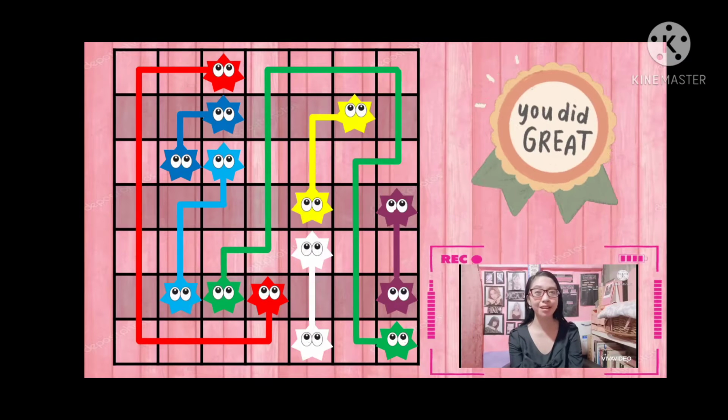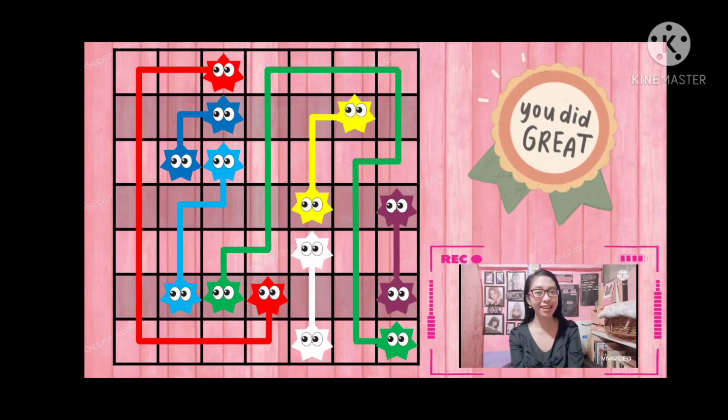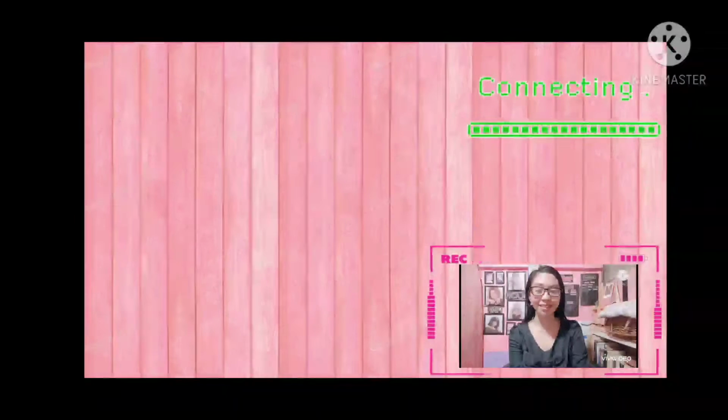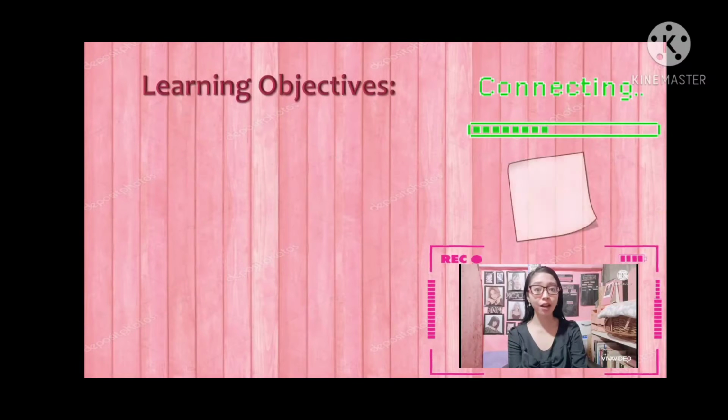Great! To those who participated, tried, and answered it correctly, you did a great job. So what do you think that activity was for? Our topic for today is somehow related to the word connect. And here are our learning objectives for this lesson.